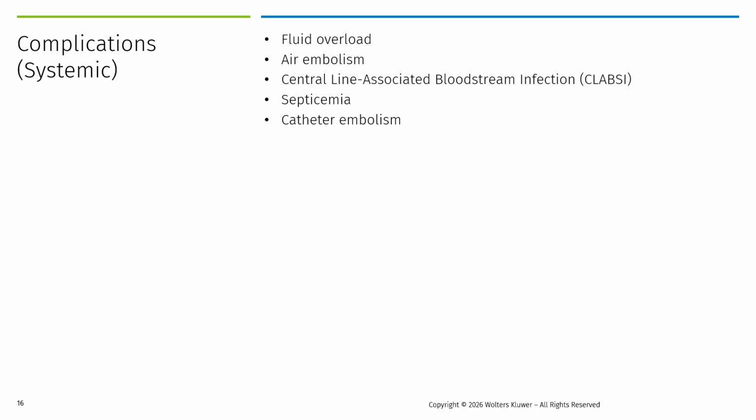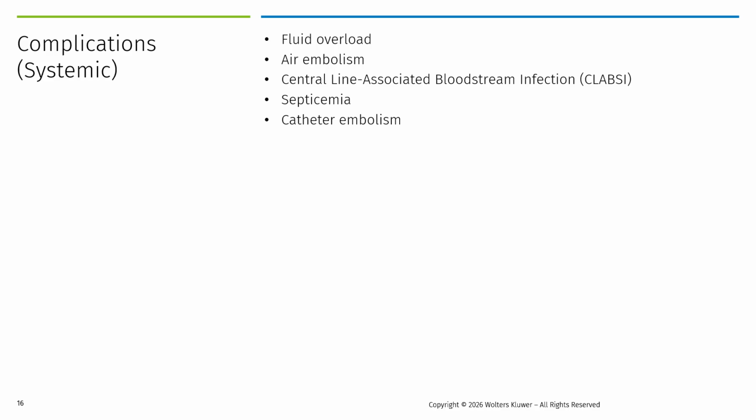Then we have central line associated bloodstream infection, also known as CLABSI, which is a bloodstream infection that develops in a patient with a central venous catheter. And because central lines provide direct access to the bloodstream, preventing infection is one of our highest priorities. You'll hear about it a lot in the hospital.